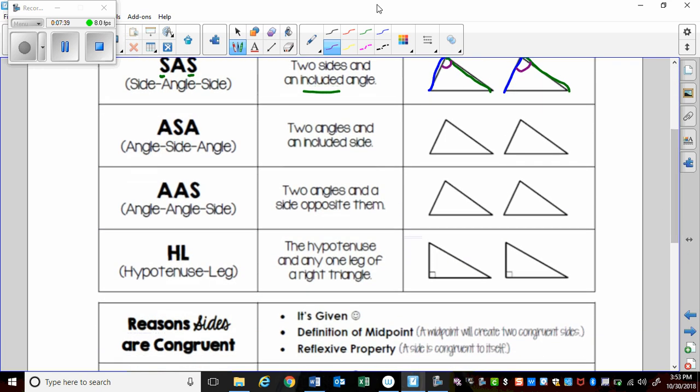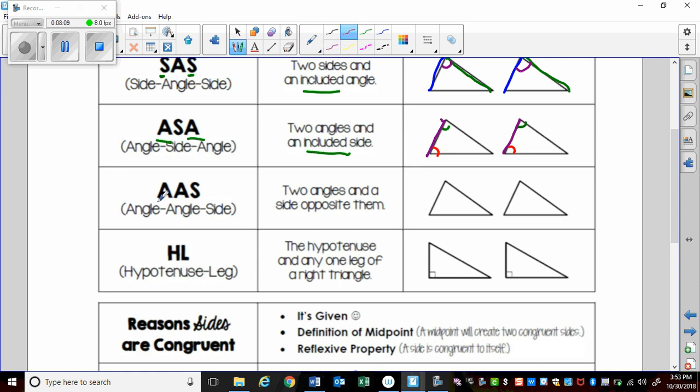Angle side angle is a way we can prove triangles are congruent. If this angle is equal to this angle, so I have two angles, this angle is equal to this angle. The side has to be included in between my two angles. So it can't be this side, and it can't be this side. It has to be the side that's in between or connecting my two angles.